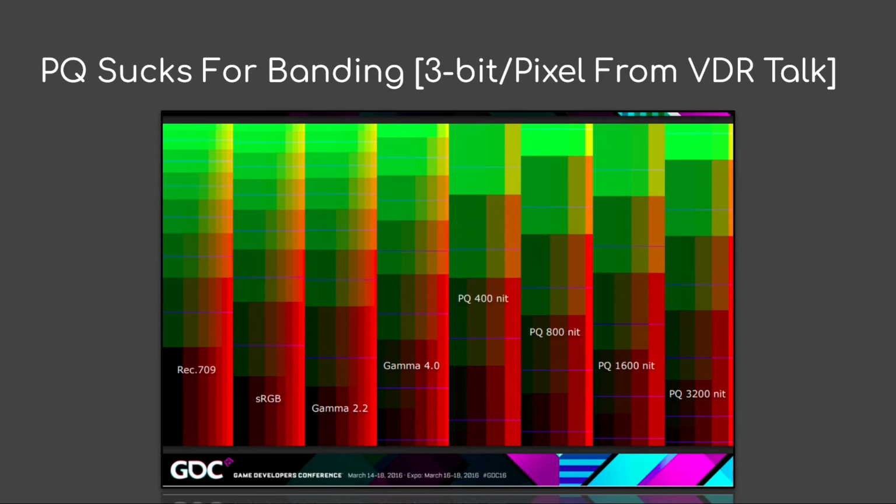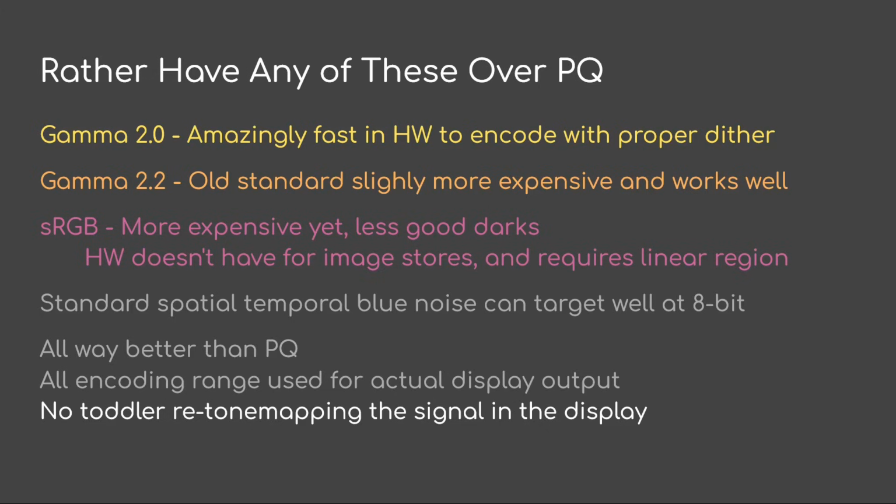In my VDR talk, I presented an example of what you get at different PQ maximums against Gamma 4, Gamma 2.2, sRGB, and Rec 709. And you can see at 3 bits per pixel, you can see pretty clearly the banding is actually a lot worse than the PQ modes. You're way better off, say, using sRGB or Gamma 2.2. So I'd rather have any of these over PQ.